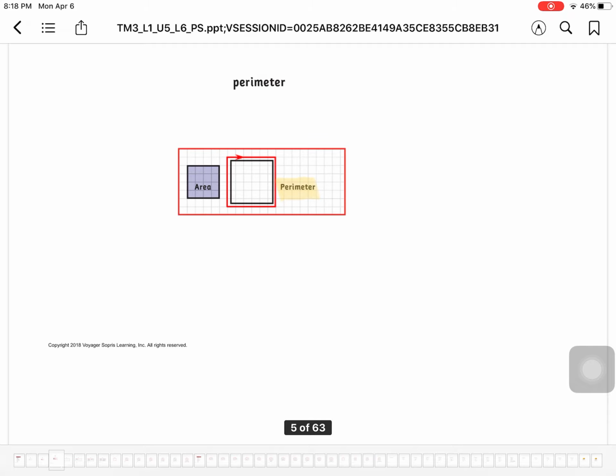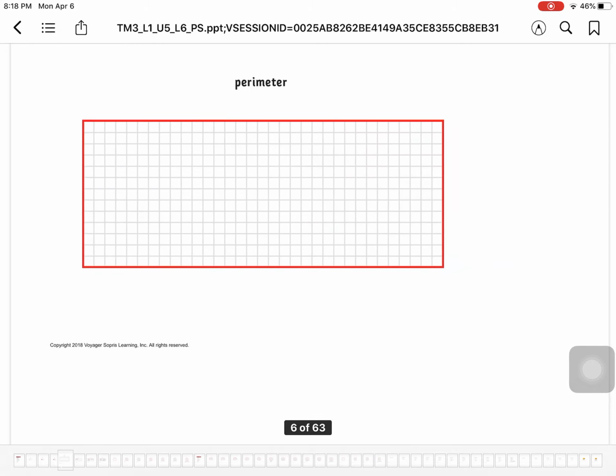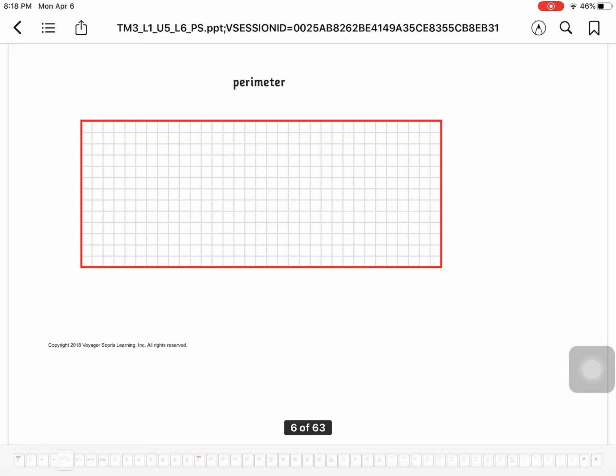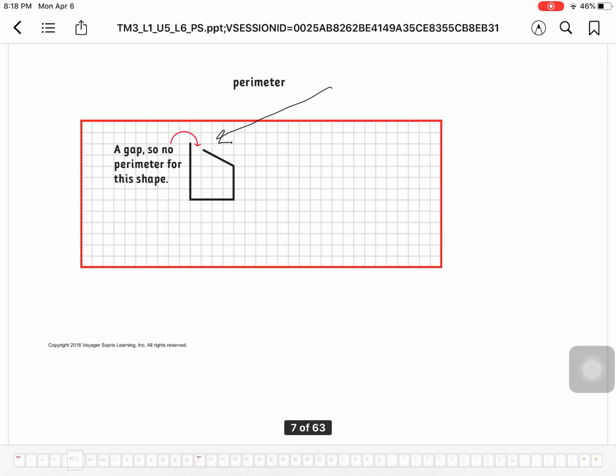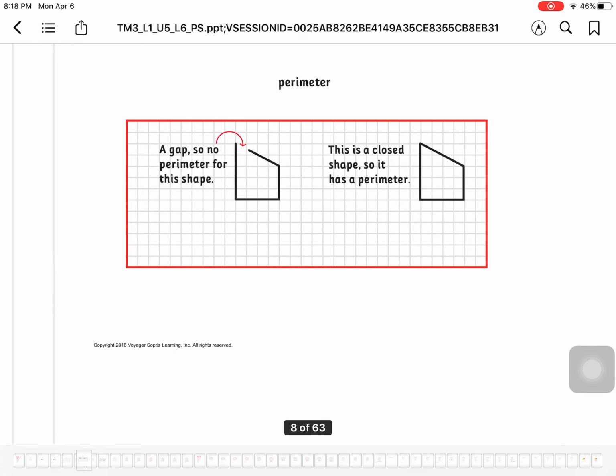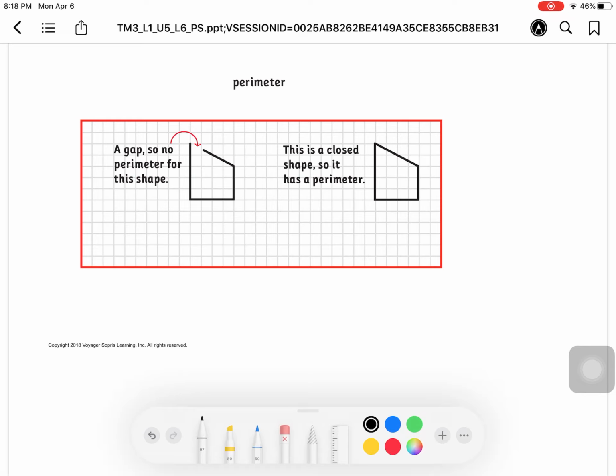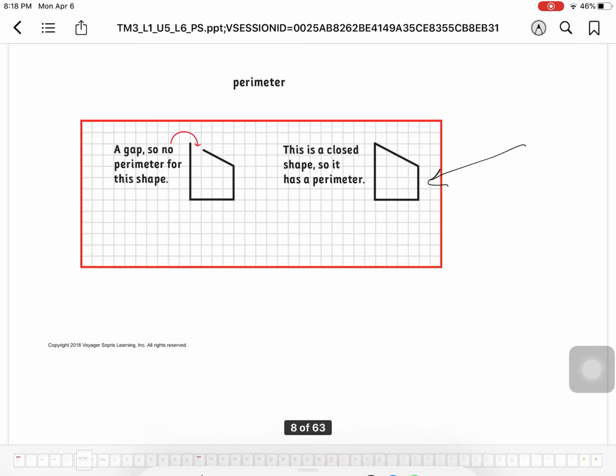The sides of the shape must connect together or be closed for the shape to have a perimeter. Okay, so it has to be a closed shape in order for it to have a perimeter. So, for instance, this picture, if you look here, and they have an arrow drawn right there, there's a gap. So there would be no perimeter for that shape because it is not a closed shape. Okay. This is a closed shape. You can see this one right here. So therefore this one could have a perimeter because there's a distance all the way around the outside.